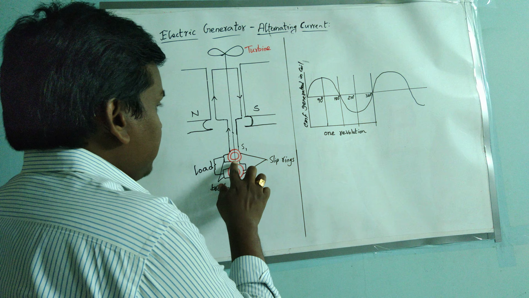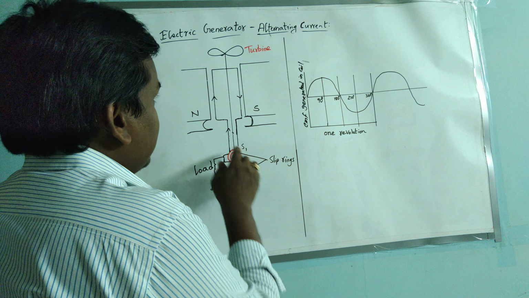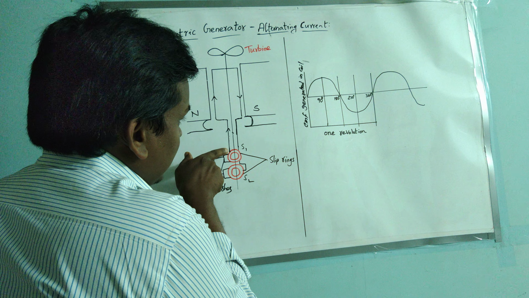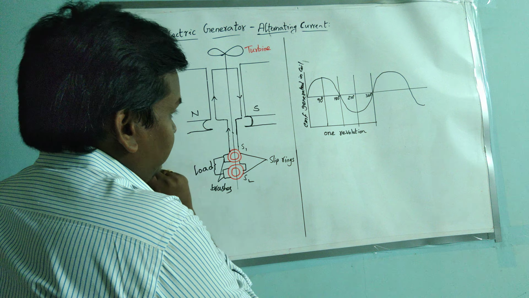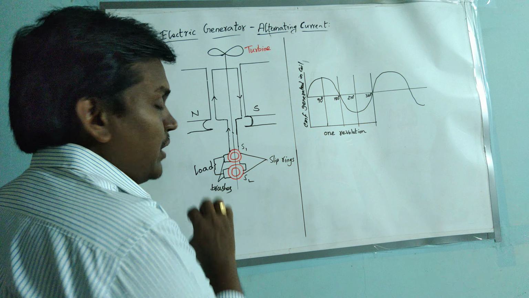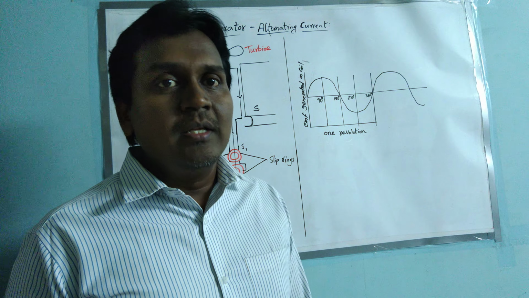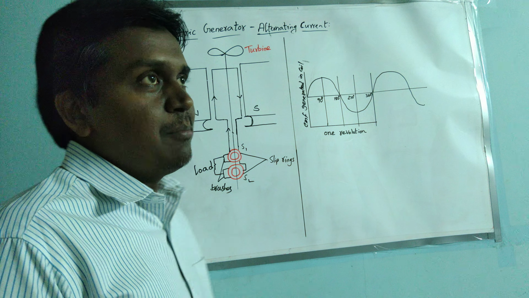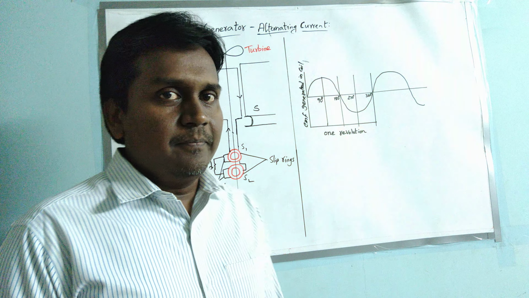See here, two slip rings are there. If you consider the armature here, one side of the armature is connected to slip ring S1 and another side of the armature is connected to the slip ring S2. And these two slip rings are connected to the brushes. And from the brushes, we are giving a connection to a load. Load in a sense, we can utilize the electric current. We can use any bulb or TV or any other electric appliances as an output.